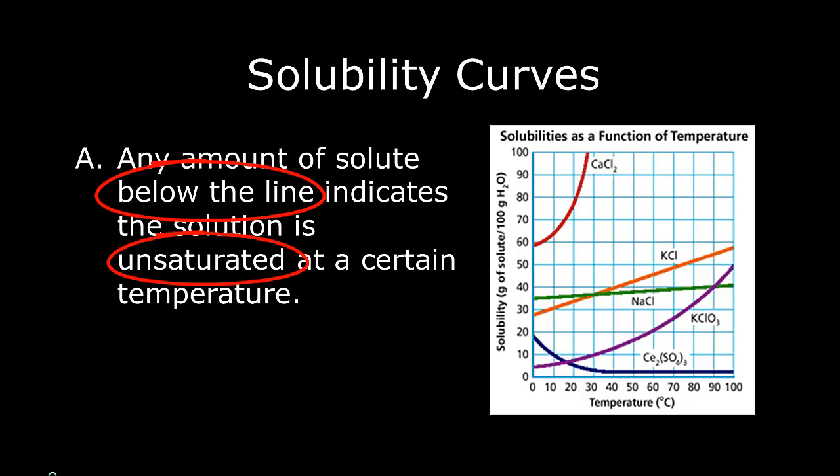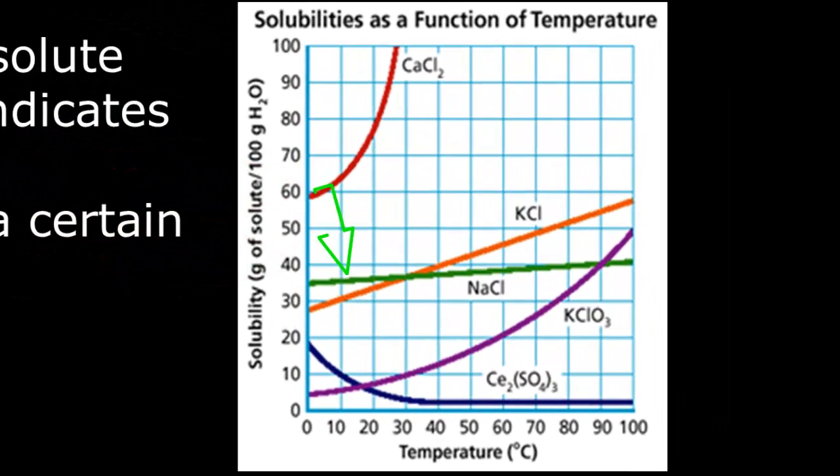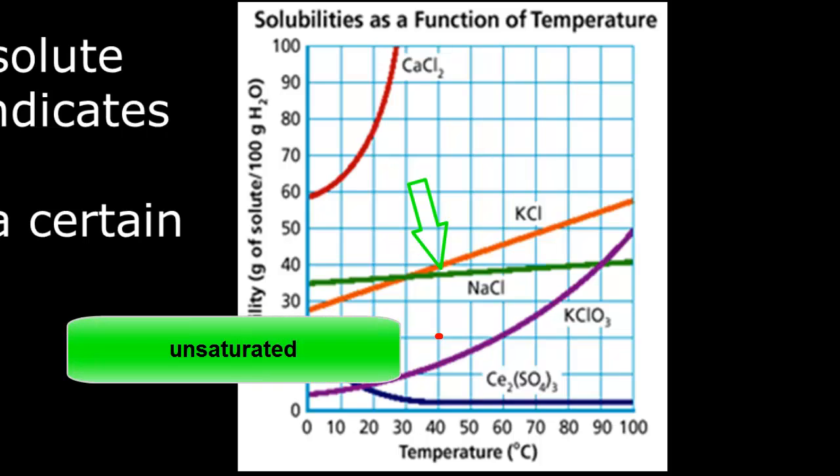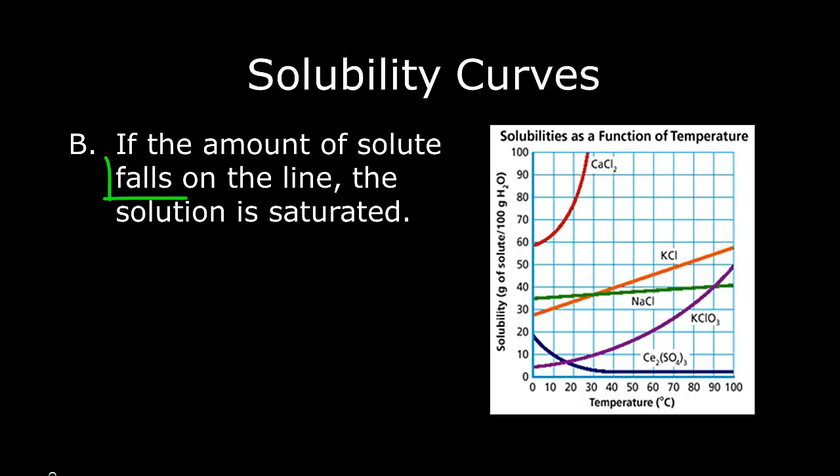So let's look at NaCl. That one's easy. It's the green line. And at 40 degrees C, can I dissolve 20 grams of NaCl? Here's the point, and it falls below the line, so that means that a solution made at 40 degrees C that has 20 grams of NaCl in 100 grams of water is unsaturated. Now if the amount of solute falls on the line, the solution is saturated.